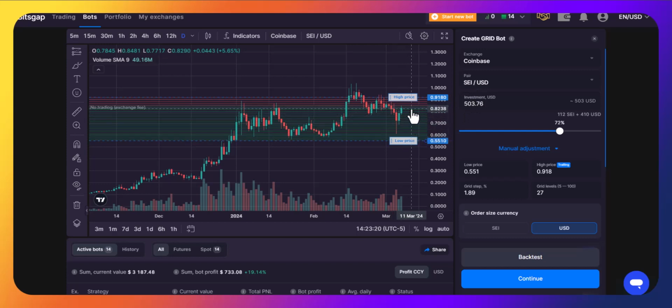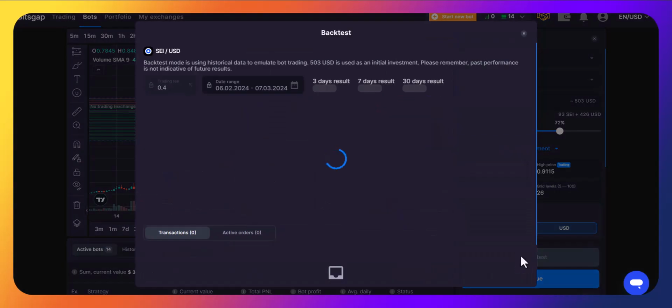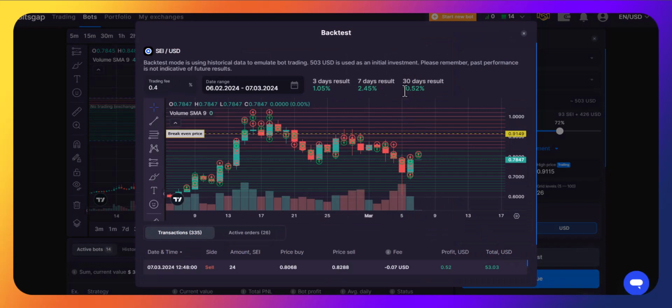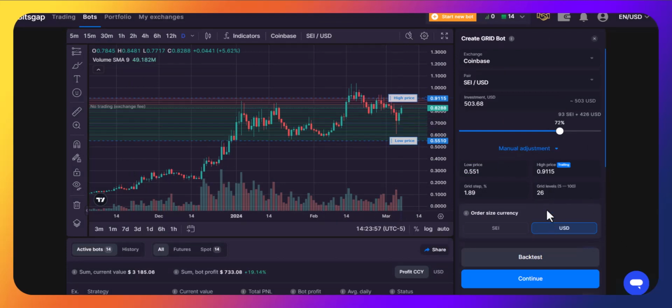This bot will be trading in this zone. I'm leaving around one, two, three, four sell lines at the top. I'm leaving all of this downside to 55 cents on the bottom, which I showed you why. And then if we just do a backtest, the 30-day result is around 10%. Of course, it could go higher, but in the range we're dealing with, it's around a 10% trade. Not bad.